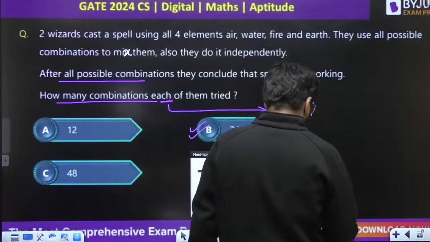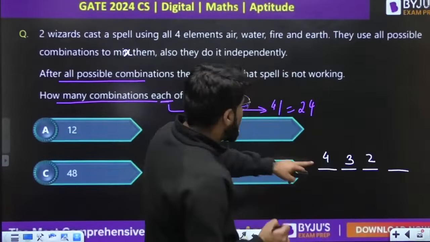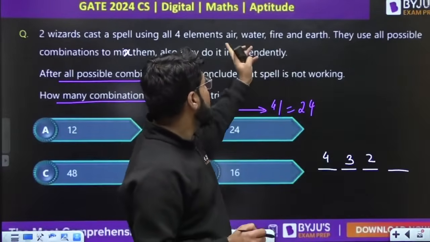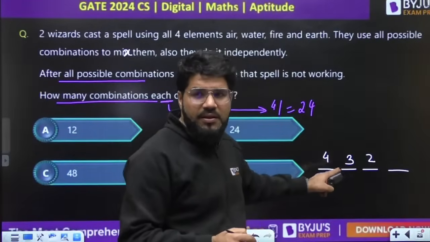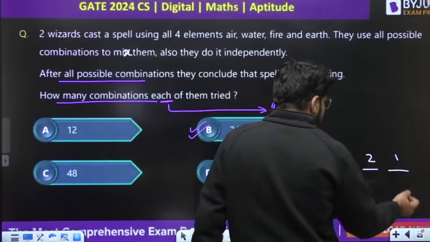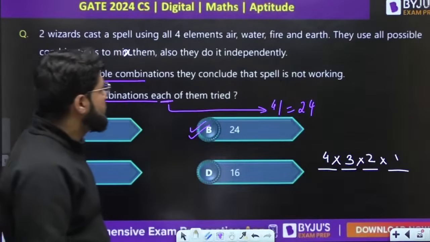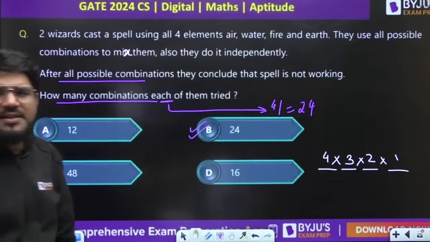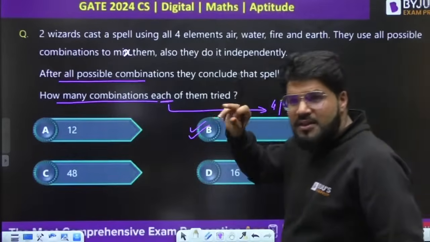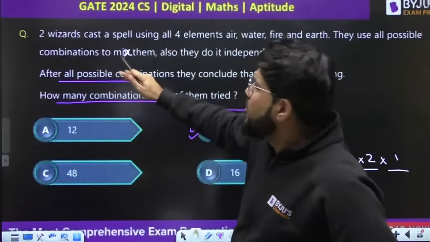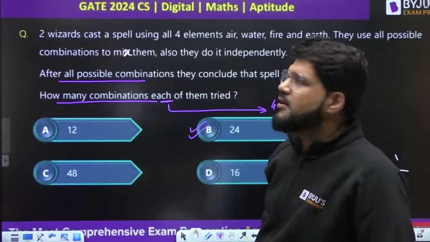Or you can solve it by counting as well. 1, 2, 3, 4, 4 positions here. Suppose in the first position when you are forming a spell, any of them can come, maybe air or water or fire or earth. Then one word is used, so you will use the next element, remaining only 3 elements. Then only 2 elements, then only 1 element remaining, which will automatically come to the last position. So you can do it this way also. 24. Very simple basically. This was 2 marks, correct. Why 2 marks? Mostly because of the language, to understand what is actually happening. For those who understood, the answer is just a 1-line answer.